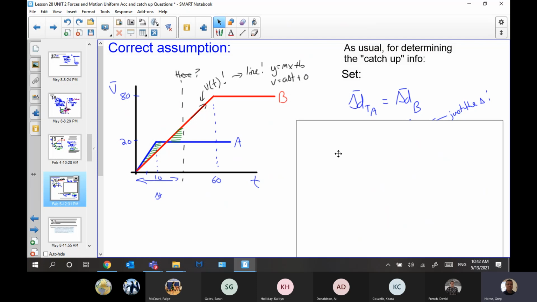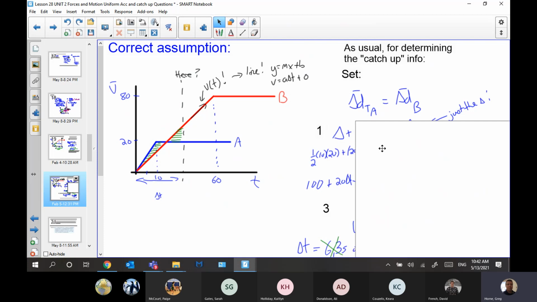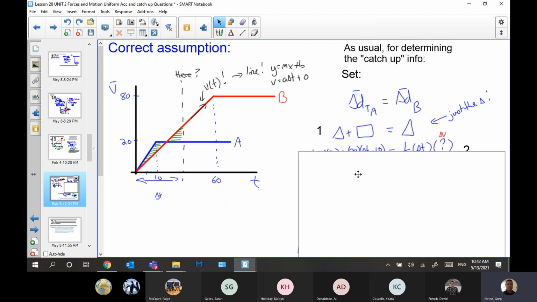Okay, so let's look through what that does. For car A, it's not so bad. It's not so different really. So just pay attention to the left side for now. We got the triangle plus the rectangle like normal, right? For car B, then your area is just a triangle, which at first glance you might say, oh, that's easier. We have less calculations to do, right?